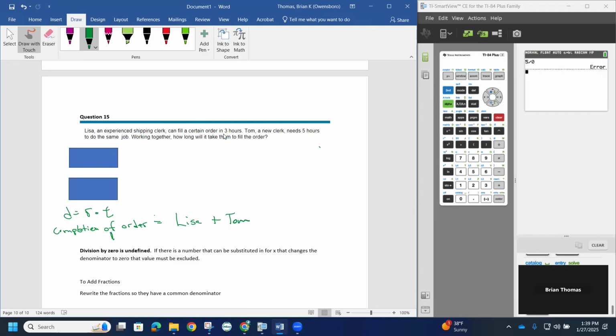One of the things we pick up on is Lisa can complete the order in 3 hours. So when it comes to a rate, we need to know how fast she does something per hour. So if this represents the job or completing of the order, if it takes her 3 hours to complete the job, so this represents one job, one order. So basically, in 1 hour, she's only going to be doing a third of the job. So her rate is going to be this one third per hour, if you will.